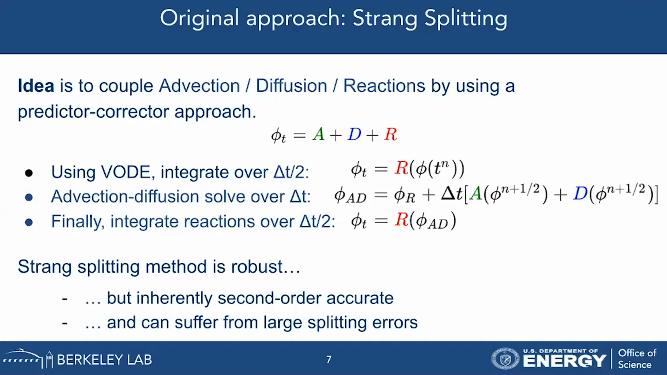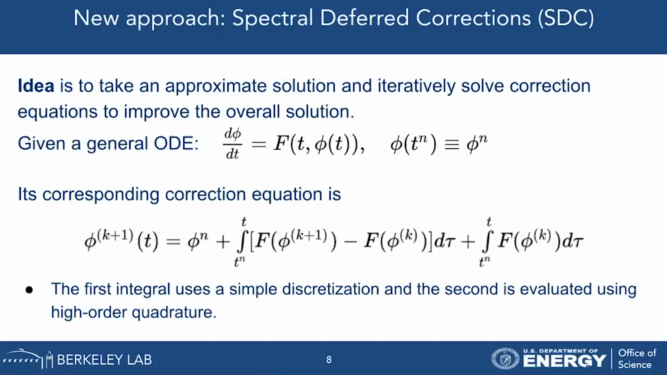And what we find is that the string splitting method is quite robust and does really well for the types of problems that we wanted to solve 10 years ago. But it is inherently only second order accurate, and it can also suffer from large splitting errors. So we want to improve mainly on the splitting error portion of the method. So we propose this new approach called spectral deferred corrections. The idea here is to take an approximate solution and then iteratively solve its correction equation to improve the overall solution. We can derive this correction equation here.